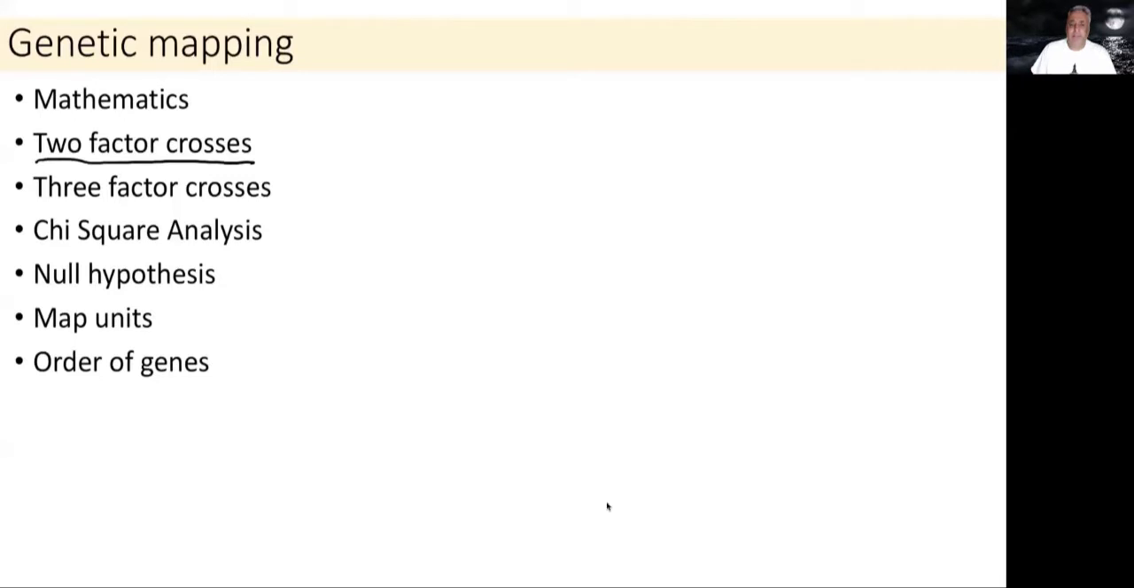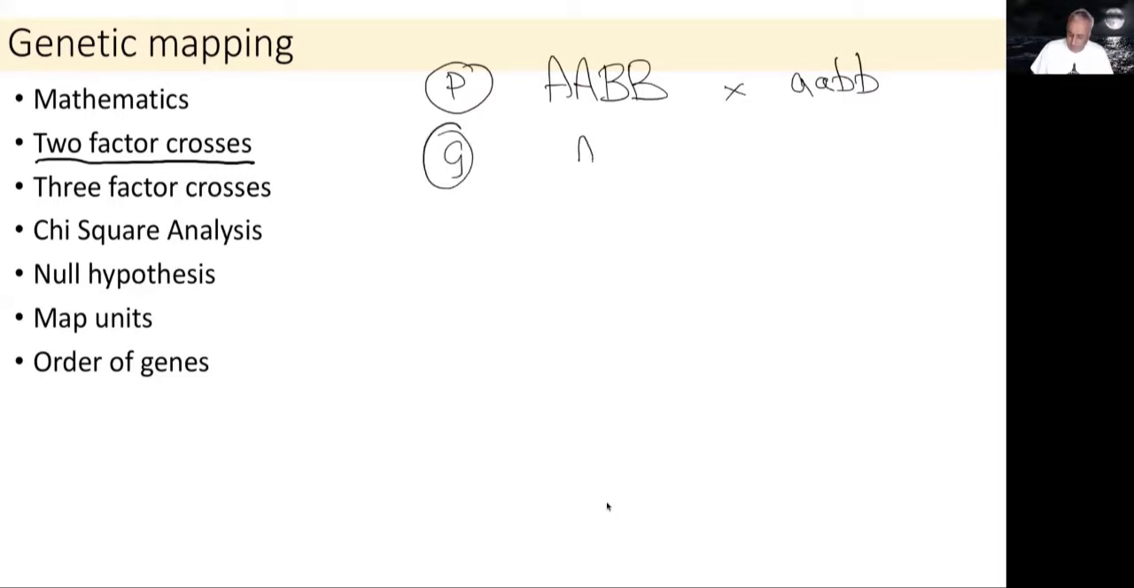Let's begin by explaining things very methodically. Let's begin with some parents. The first parent is going to be homozygous dominant for A and homozygous dominant for B. And we're going to mate this parent with another parent that's going to be homozygous recessive for A and homozygous recessive for B. Then the gametes produced by the first parent will be big A, big B. And the gametes produced by the second parent will be small a, small b. And then in the F1, these two will come together to give us a double heterozygote. So this.